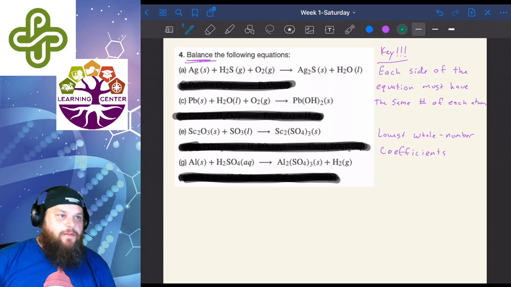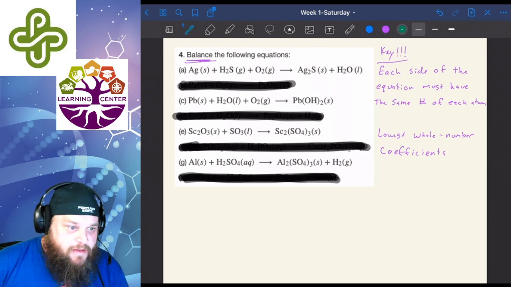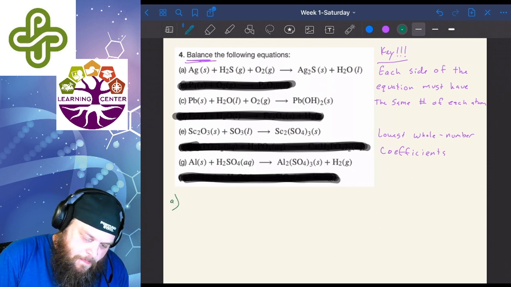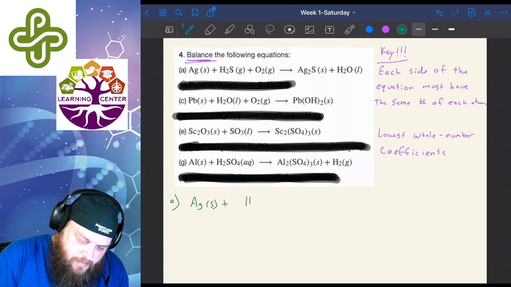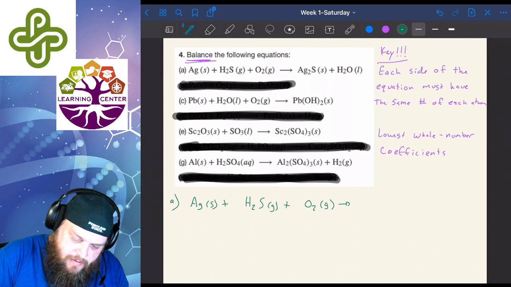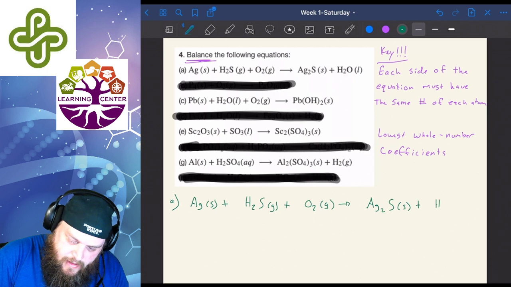So let's look over a few of these. I'm going to jump into the first one. For part A, this is Ag solid plus H2S gas plus O2 gas. It's going to produce Ag2S plus H2O liquid.